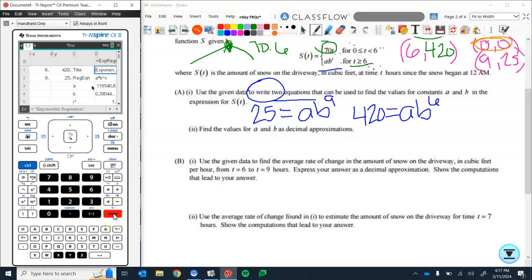Enter, and there we go. So I can say that A is equal to 1185.40.8. Now that's all I can see. And I know I'm supposed to do things to 3 decimal places. All right. So I think that's probably just all I can see.